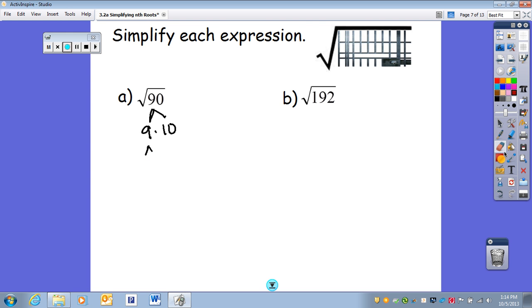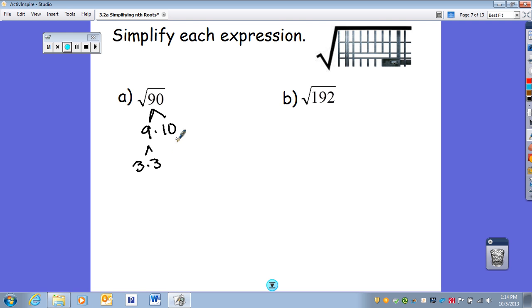So 9 is 3 times 3, and then 10 is 2 times 5. So here's what we do. We rewrite the radical in pairs. 3 to the second power, and then 2 and 5 don't have partners.